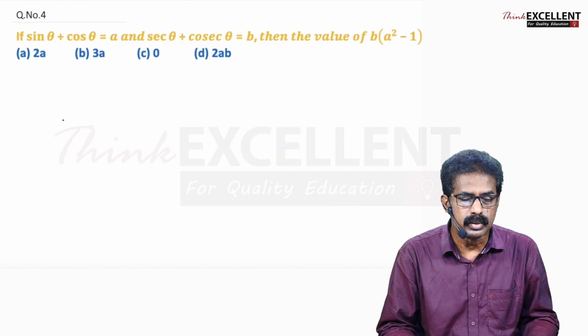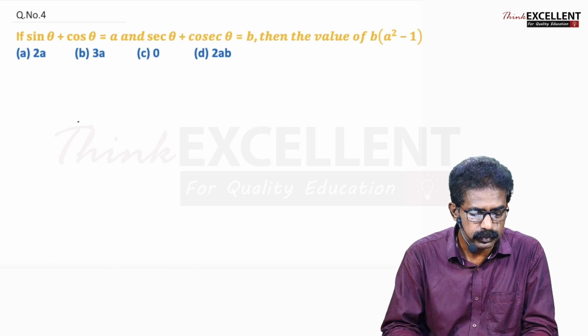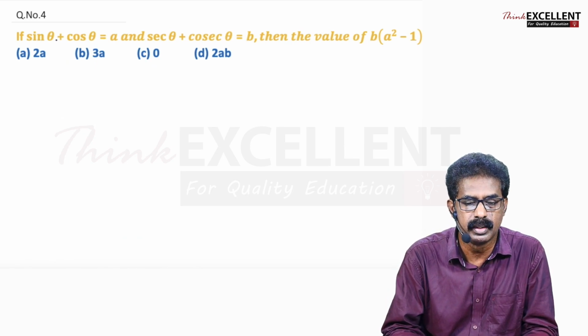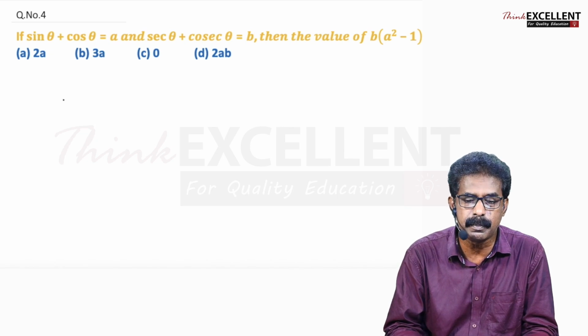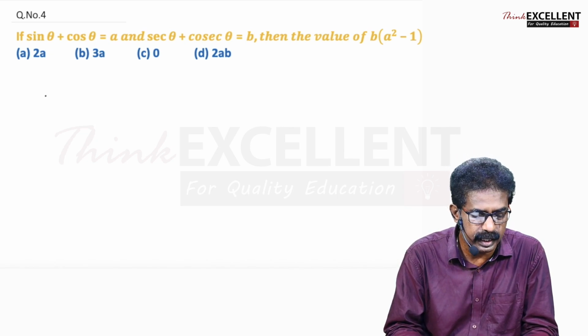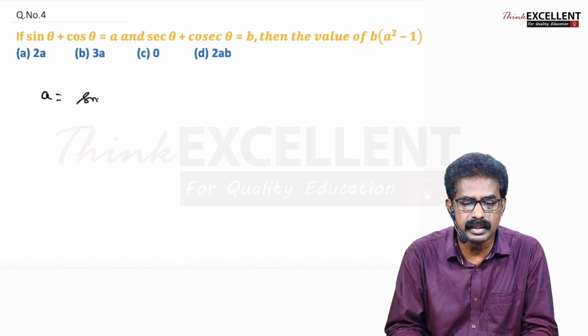Now let's move on to the fourth question. Listen, the fourth question. Sin theta plus cos theta is a. So a equal to sin theta plus cos theta.